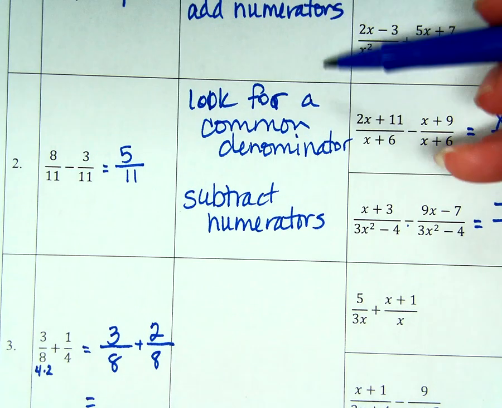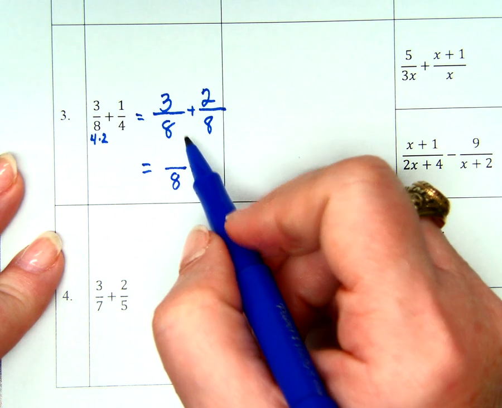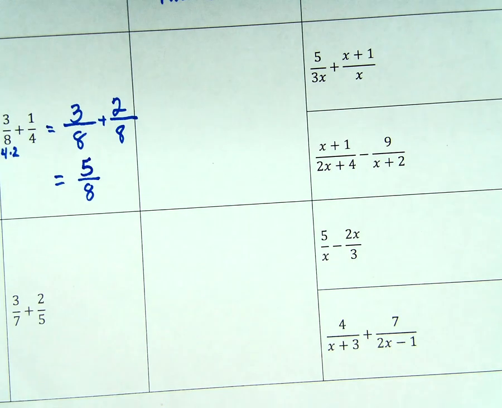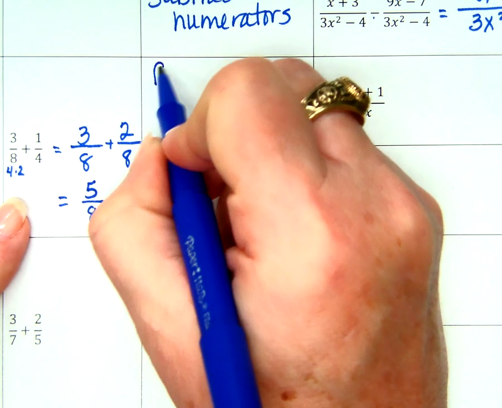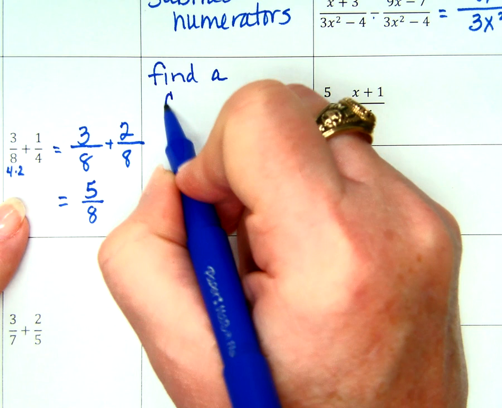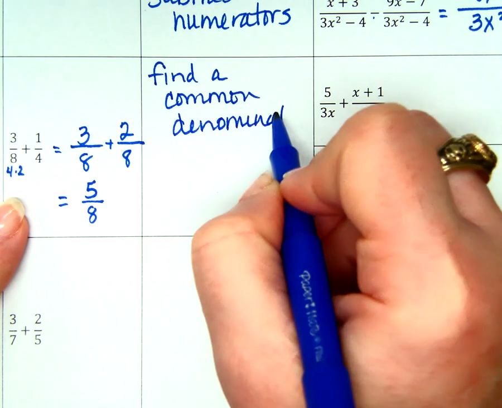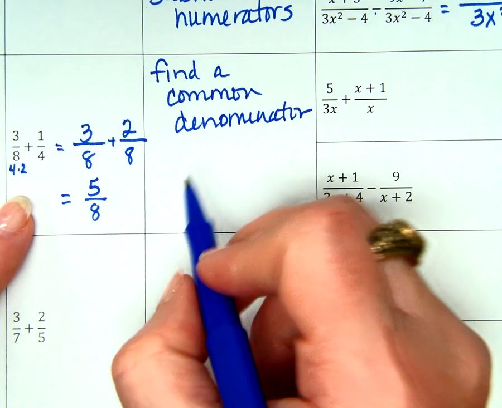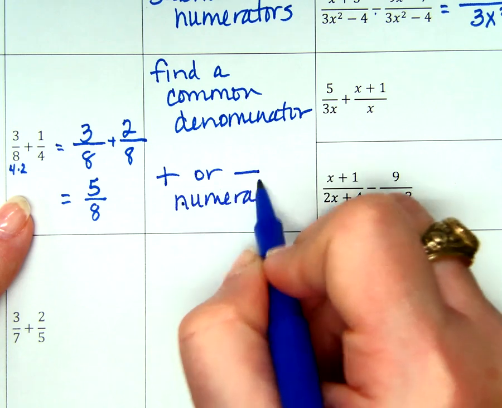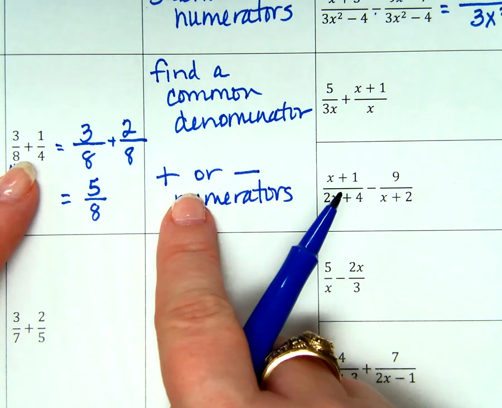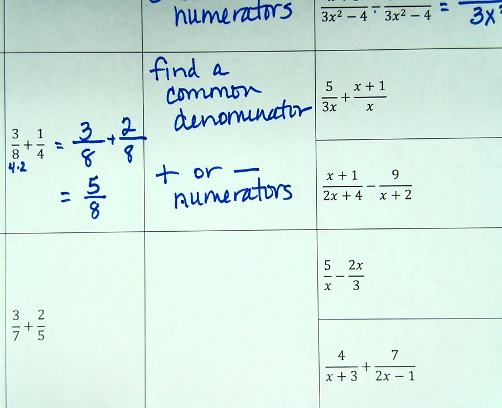Yeah, just like we did up here, right? Look, we have a common denominator, it's 8. 3 plus 2. So what did I do first? Yeah, I have to find a common denominator first, right? Once I find a common denominator, we're going to add or subtract numerators. Now I know in this particular problem it's just add, but I also know in these examples I've got one add and one subtract, so that's why I wrote add or subtract. Is that fair? Okay.